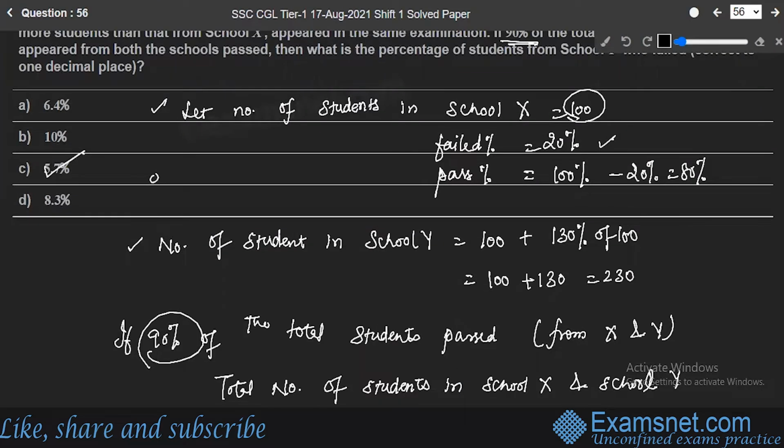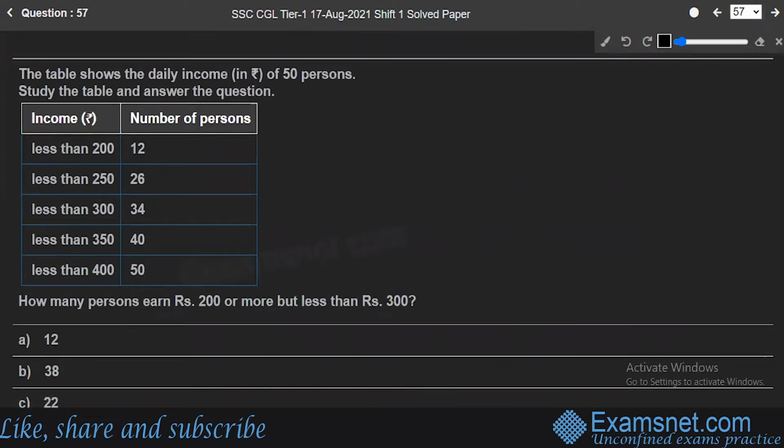Yes, we have option C as our answer to the question. Hope you are clear. Then let's move to the next question, number 57. Now a table is given to you. The table shows the daily income of 50 people. You have to study it and answer the question.